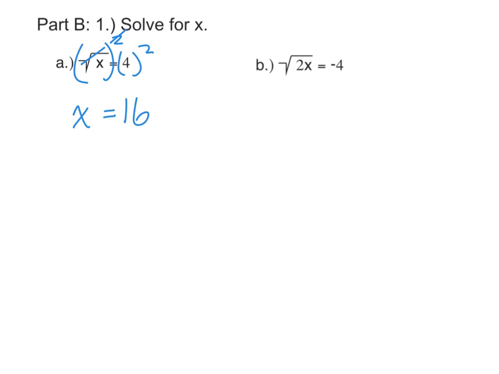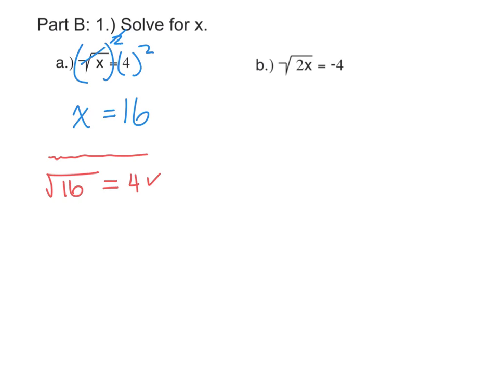We should always check for extraneous solutions. Even though this is a relatively simple one, we're going to take this 16 and plug it back in and see if our original equation would be true with that 16 in there. And the square root of 16 is 4, so yep, totally checks out.